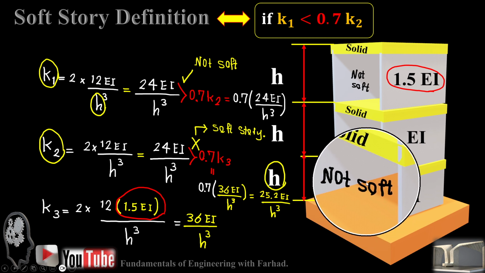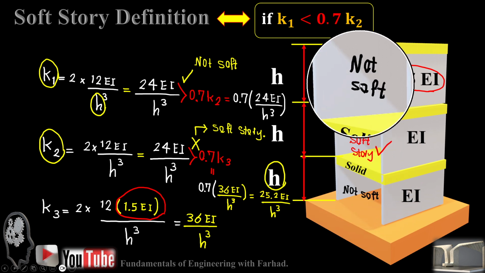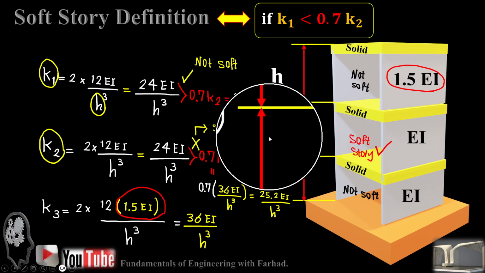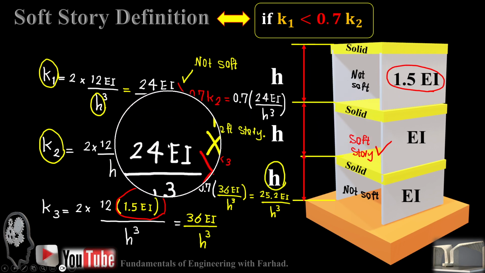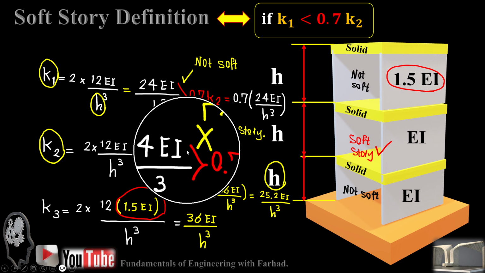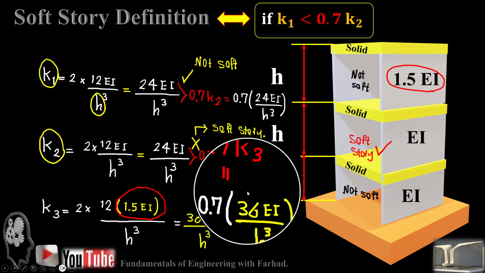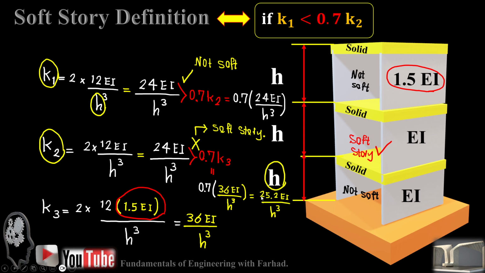So this is not a soft story, the second one is a soft story, and this is not a soft story. The second one is a soft story because 24EI is smaller than 25.2EI, which is 70% of K3.